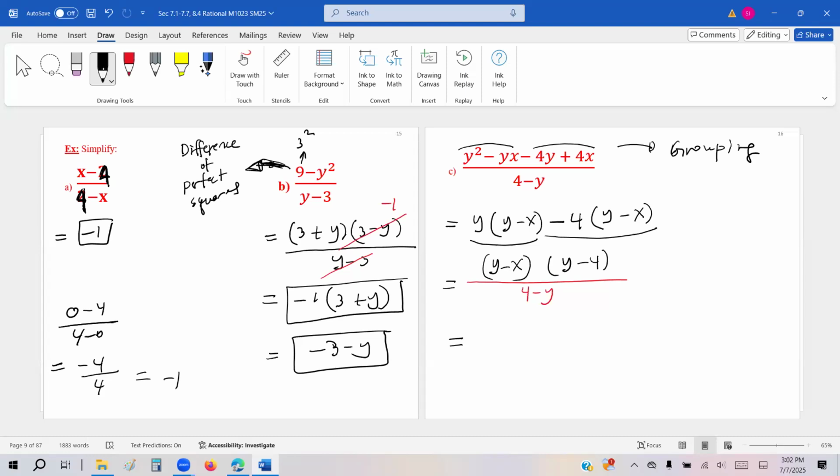Go ahead, Mariam. What happens then? The same rule applies from the previous problem. We can cancel y minus 4 and 4 minus y. But what do you get? Negative 1.